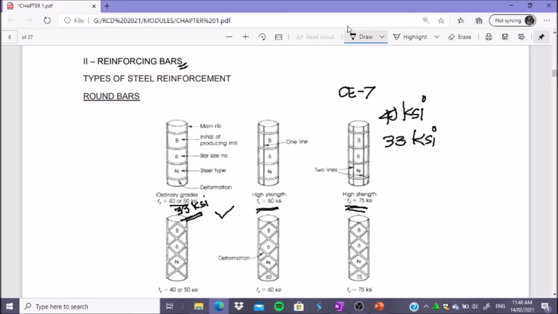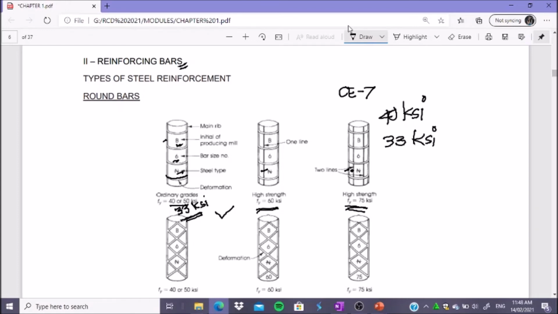Okay. So, meron tayong, ito yung main rib. Then we have the initial of the producing mill, yung nag-manufacture. Then yung bar size number, steel type, any type of deformation. Okay. So, meron tayong 1 line and 2 lines. Kapag high grade, 75, 2 lines, ito yan. Ito at saka ito. Tapos pag 1 line lang, grade 60. Ngayon, pag grade 40 to 50, wala siya.